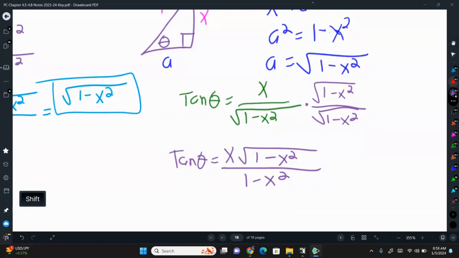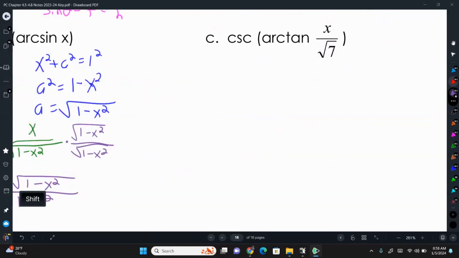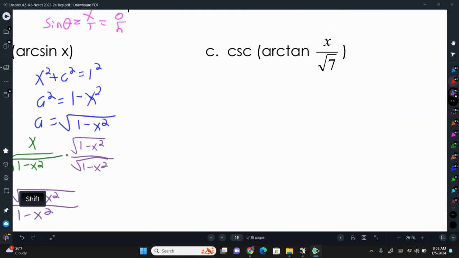So rationalizing the denominator is something that will come back to us. Now, letter C, we have what's the cosecant of the arctangent of x over the square root of 7.